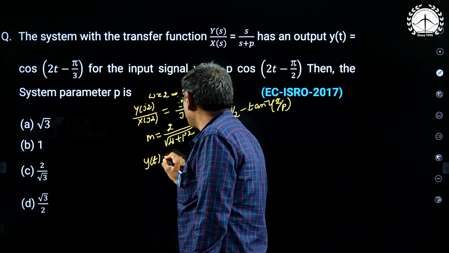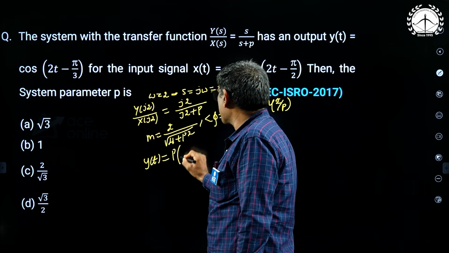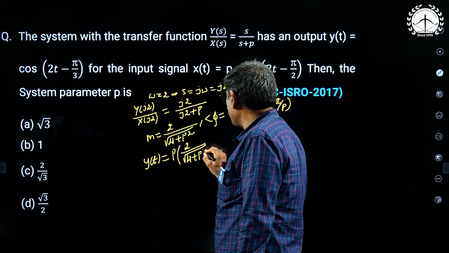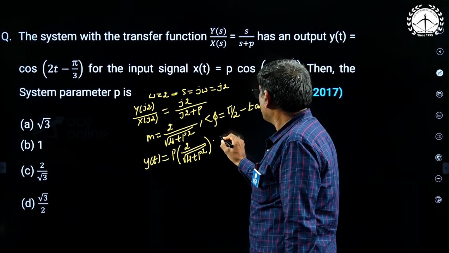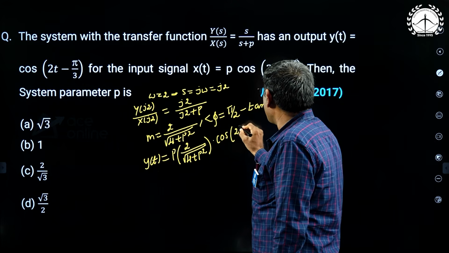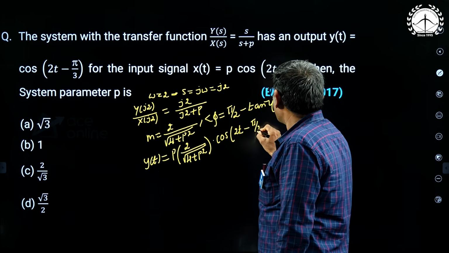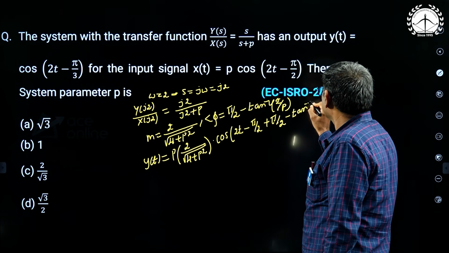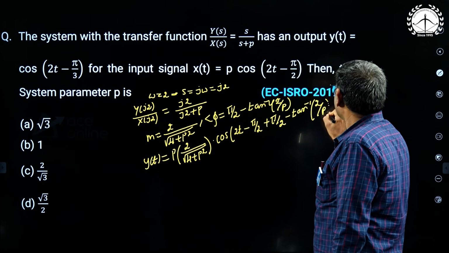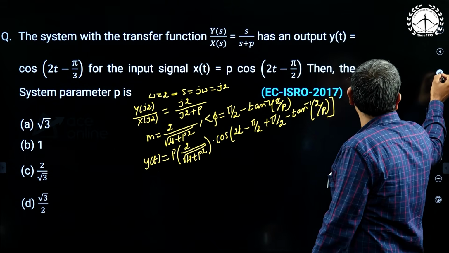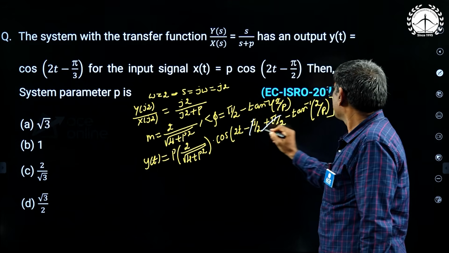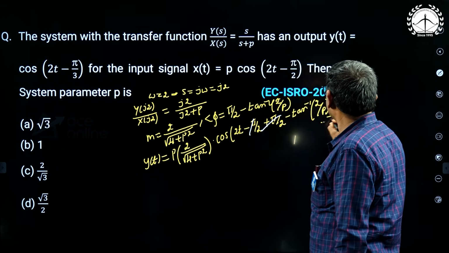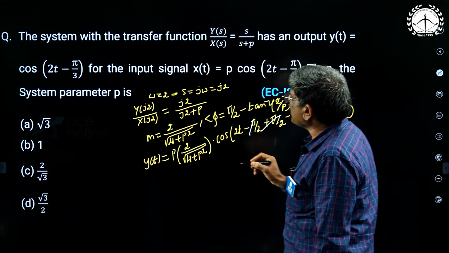Y of t equal to, here p is there, and the magnitude is multiplied, that means 2 divided by root of 4 plus p square, into cos of 2t with the phase angle added, minus pi by 2 plus pi by 2 minus tan inverse 2 by p. So pi by 2 is getting cancelled. Consider this equation number 1, and compare it with the given output.